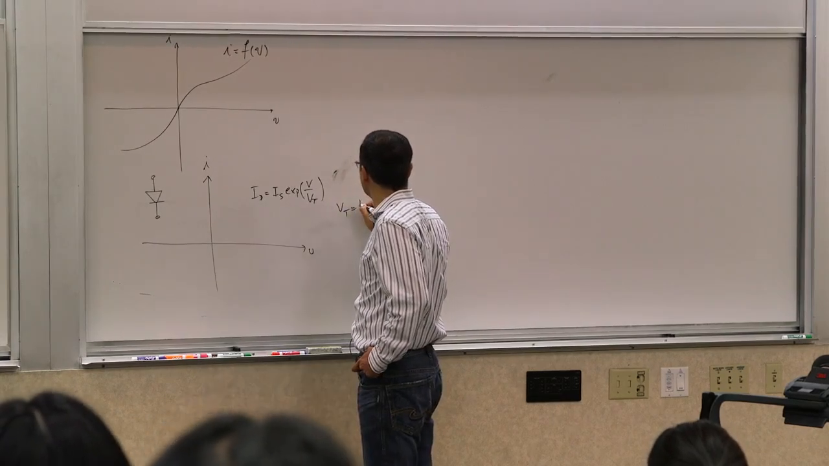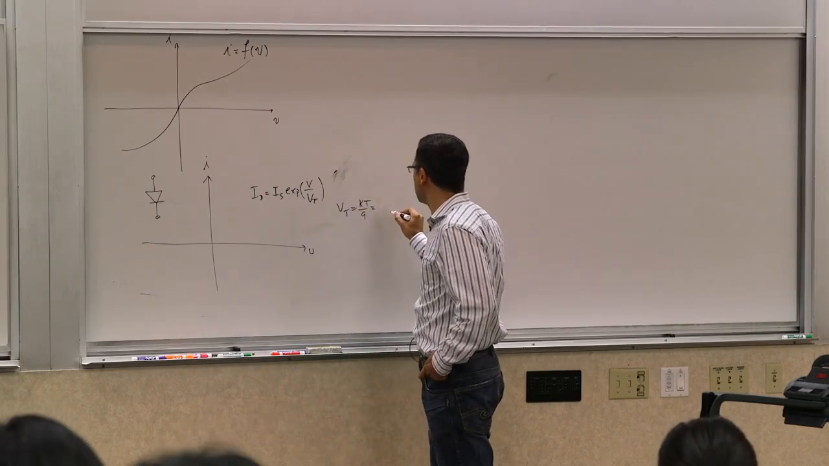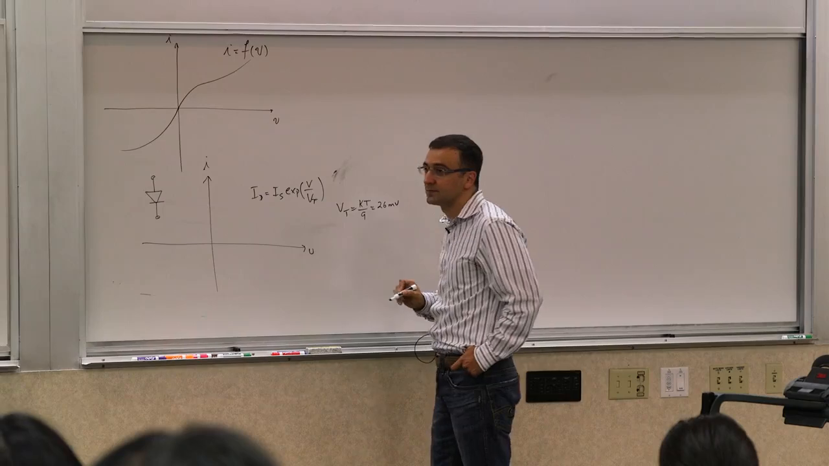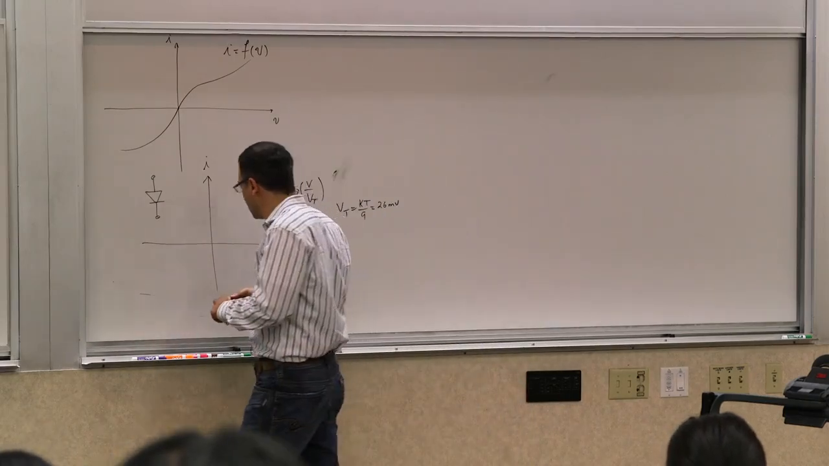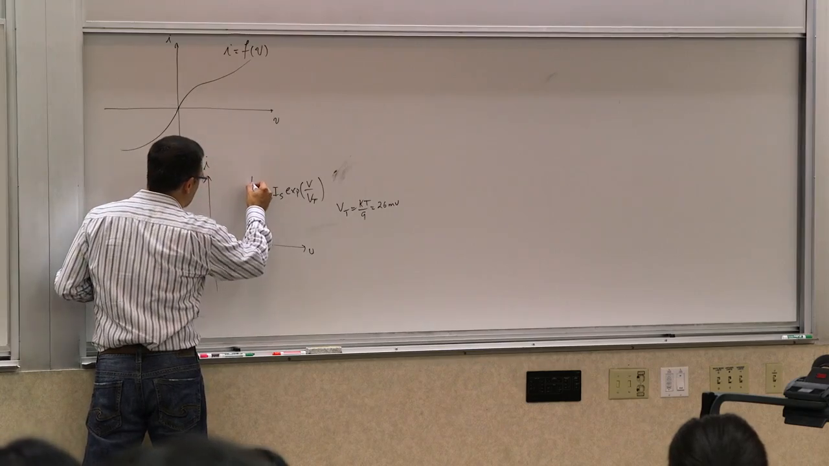Again, you don't need to remember these details now. You'll learn them in more detail later. At room temperature, Vt is about 26 millivolts. Now, if you plot this quantity on an IV characteristic, it's an exponential, so it will look like this.